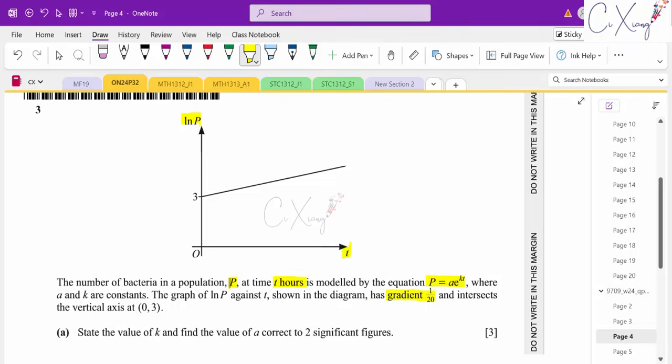This is very important information. It intersects the vertical axis at (0, 3). They want us to state the value of k and also find the value of A correct to 2 significant figures. So if we are given a linear equation, this is a linear line, a straight line.